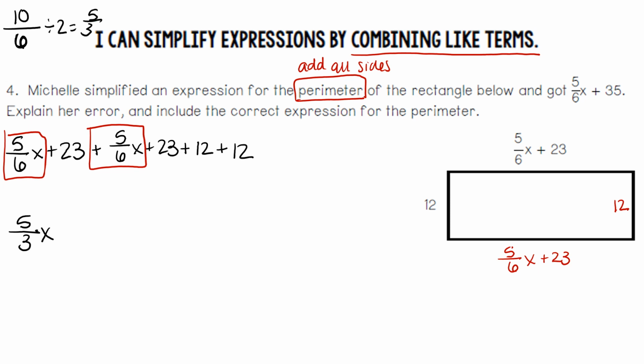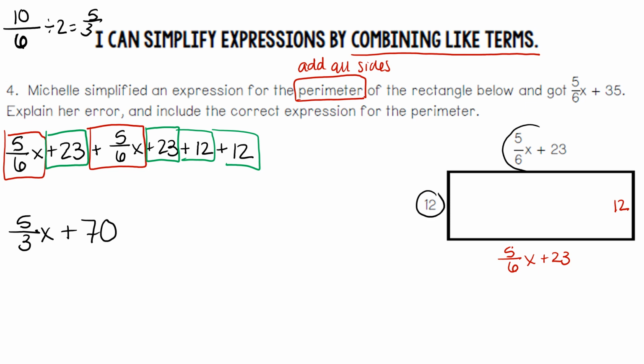We combine the whole numbers, the ones without the variable, 23, 23, 12, and 12. When you combine all of those 4 values, you get a total of 70. Michelle's answer should be 5 over 3x plus 70, not 5 over 6x plus 35. She only added the 2 areas, not all 4 sides.